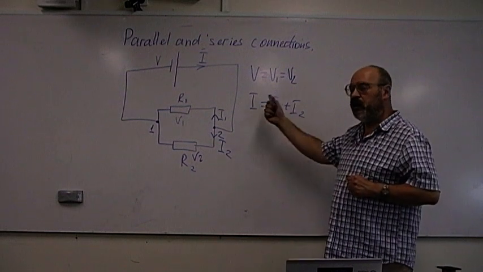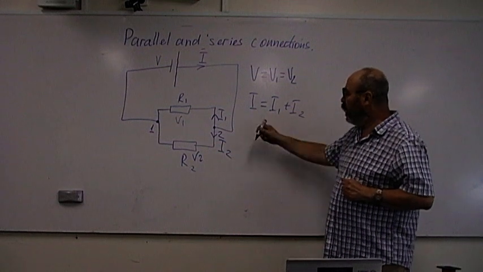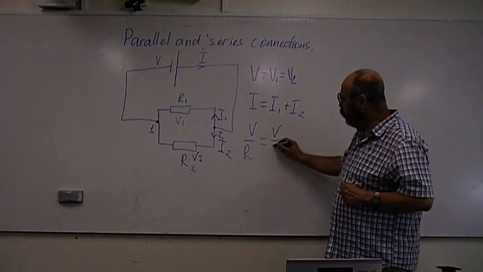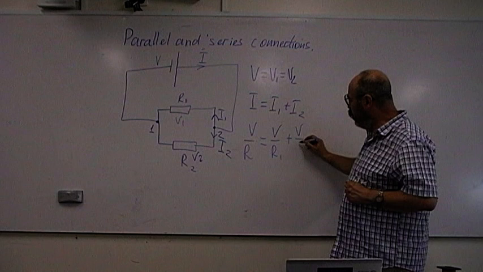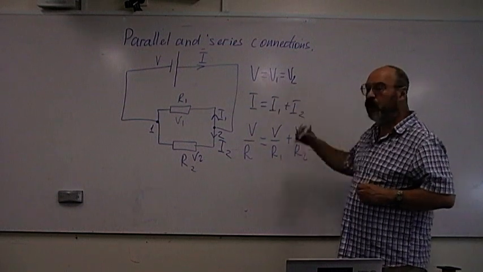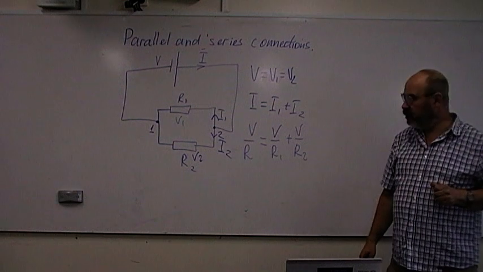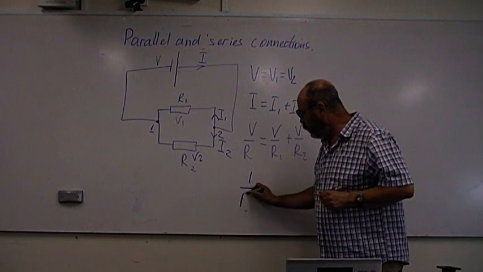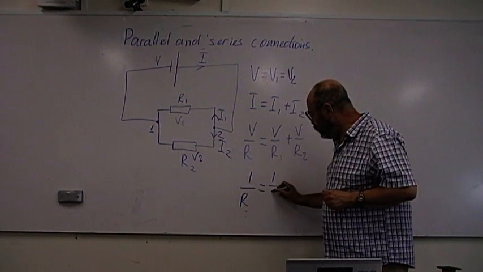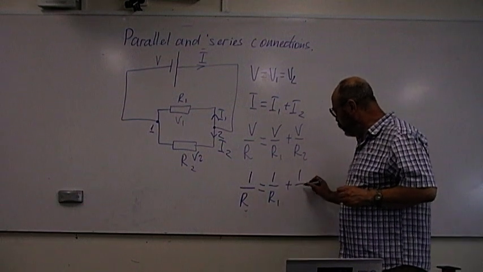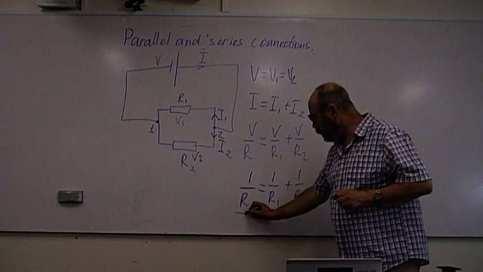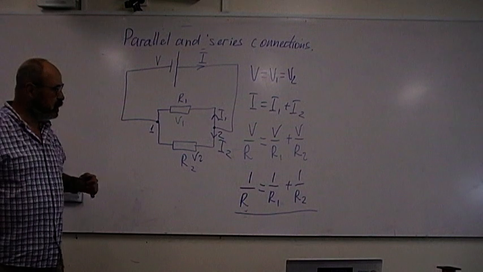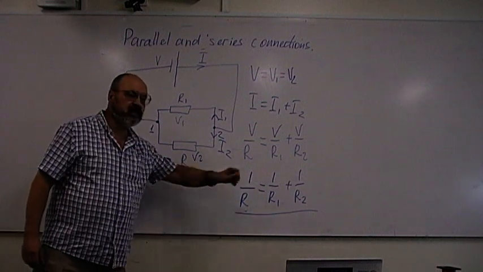Now let's apply Ohm's law to this. I will be V over R, equal to V over R1 plus V over R2. I'm writing V because V1 and V2 both equal V. We can cancel the voltage and we get a formula connecting the total resistance with the resistance of each resistor connected in parallel: 1 over R total, or equivalent resistance, equals 1 over R1 plus 1 over R2.